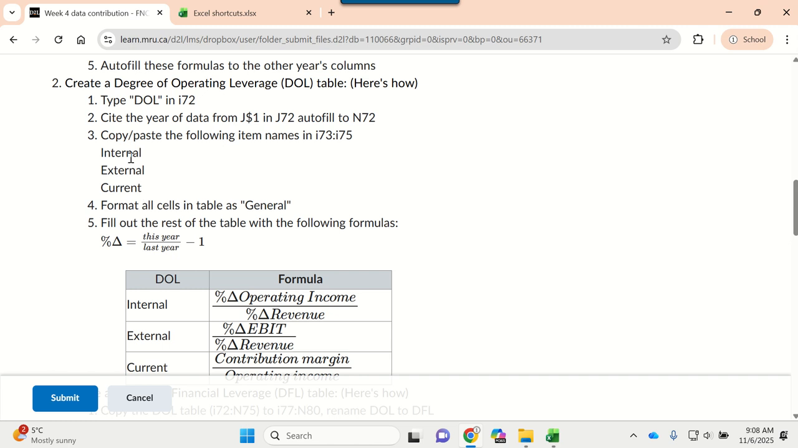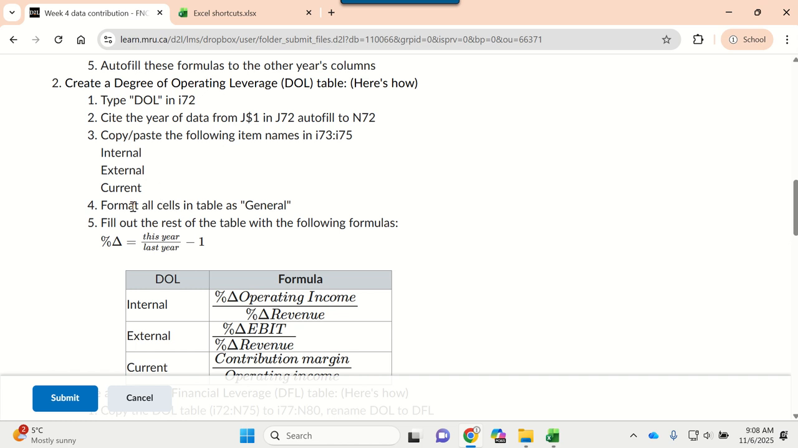And current, and both internal and external compare this year to last year, -1. Whereas the current one is a snapshot of what it is right now. Not as accurate, but if you just need to know right now, how are you doing, that's how.